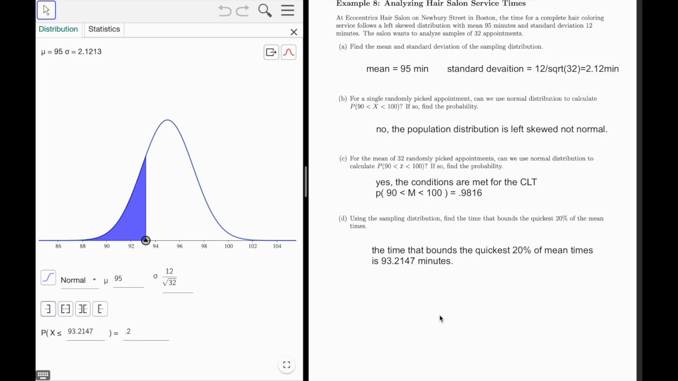So the key takeaway to this lesson, when you're reading anything about sampling means, make sure you read the problem carefully, identify if you're talking about the single values that are randomly picked or if you're looking at picking means from samples. Because when you're finding the probability, you're going to approach that two different ways. And you also have to make sure when you are dealing with the sampling means that if you're going to use the normal distribution to approximate the probability, all of those conditions for the central limit theorem are met.